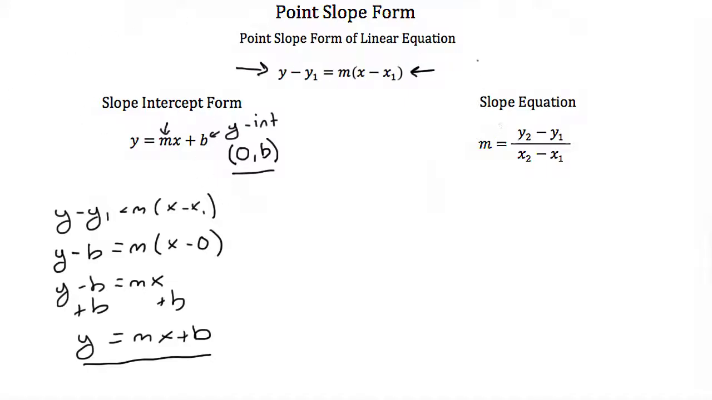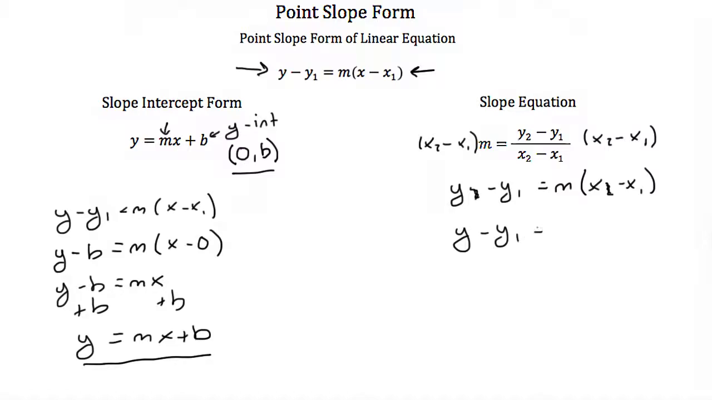Now if you look at the slope equation, if I were to multiply this by x2 minus x1 on both sides, I would get y2 minus y1 is equal to m times x2 minus x1. Now if I drop the 2's, we'll end up with y minus y1 is equal to m times x minus x1. So again, our slope equation is very similar to our point-slope form.